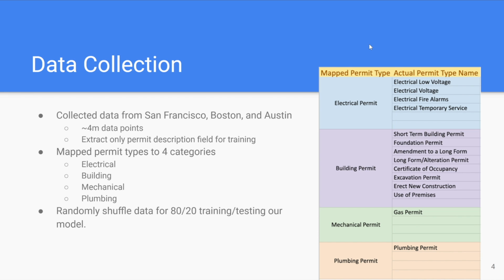Now onto data collection. Just to recap, last sprint we were still working on getting and cleaning all of the data. Currently, we are done with all the data collection and cleanup of San Francisco, Boston, and Austin cities, with 4 million data points that we've labeled and extracted permit descriptions from. We have mapped the data into 4 general permit types: electrical, building, mechanical, and plumbing. And for training, we've divided the data 80-20 for training and testing our model.